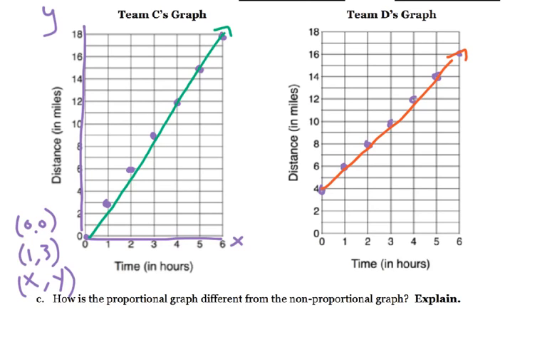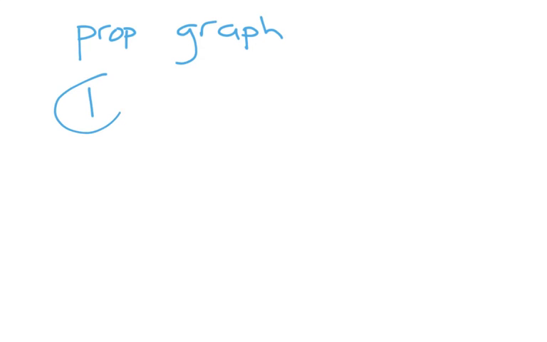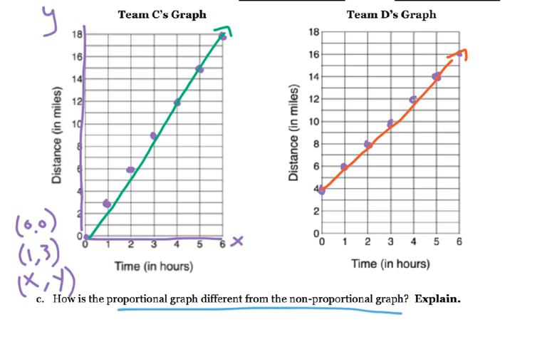Alright, so how is the proportional graph different from the non-proportional graph? Well, if you remember, and I guess I'll write over here, a proportional graph has to have two things that are true. Number one, it has to start at the origin, or 0, 0. And if you look at Team D, it doesn't start. The origin is right here. It's this point. And Team D does not start there, but Team C does.